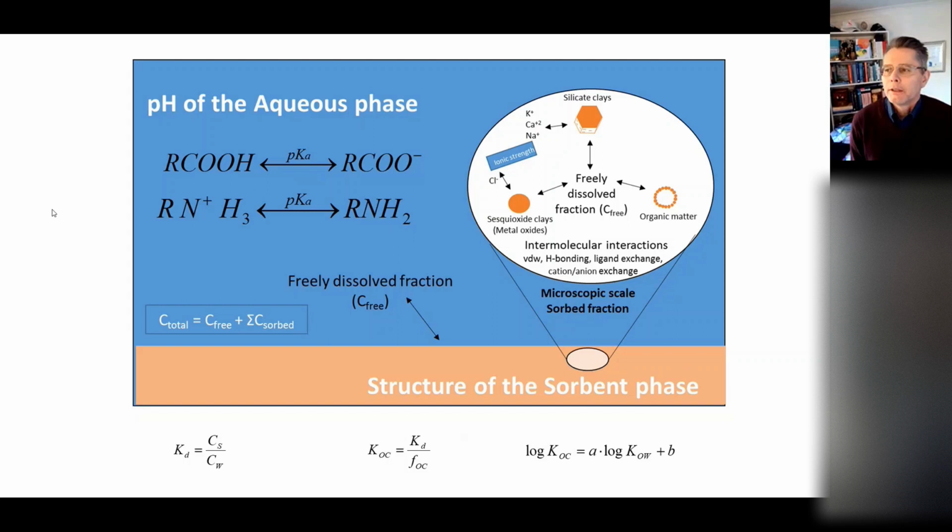So all of this really then requires us to think very closely about what's happening at this microscopic scale. How are chemicals interacting with the soils they come into contact with, and how does that influence the freely dissolved concentration? Here we have to have an appreciation of the geology at play in terms of the soils, but also an understanding of the chemical, its structure, its pKa, and the pH of the system.